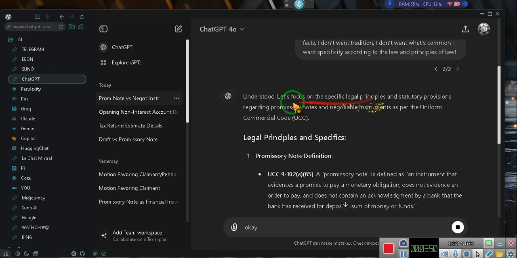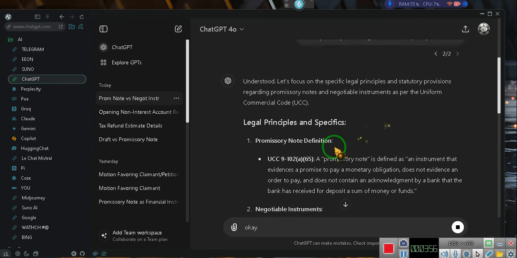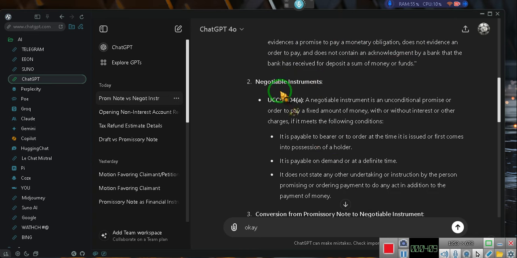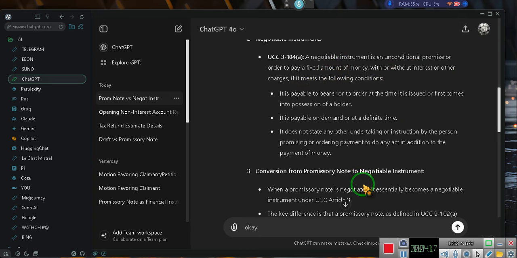Understood. Let's focus on the legal principles and statutory provisions regarding promissory notes and negotiable instruments as per the Uniform Commercial Code. A promissory note, as defined, is an instrument that evidences a promise to pay a monetary obligation; it does not evidence an order to pay. Okay. Number A, negotiable instruments are an unconditional promise or order to pay a fixed amount of money.